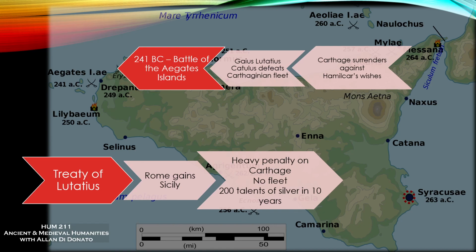So you have to have no more fleet, and you have to pay within a period of about 10 years 200 talents of silver, which is a lot of money. A talent is about 70 pounds of metal. All right, so 200 talents, that's a lot of money. And again, Carthage themselves have gone bankrupt in the meantime.